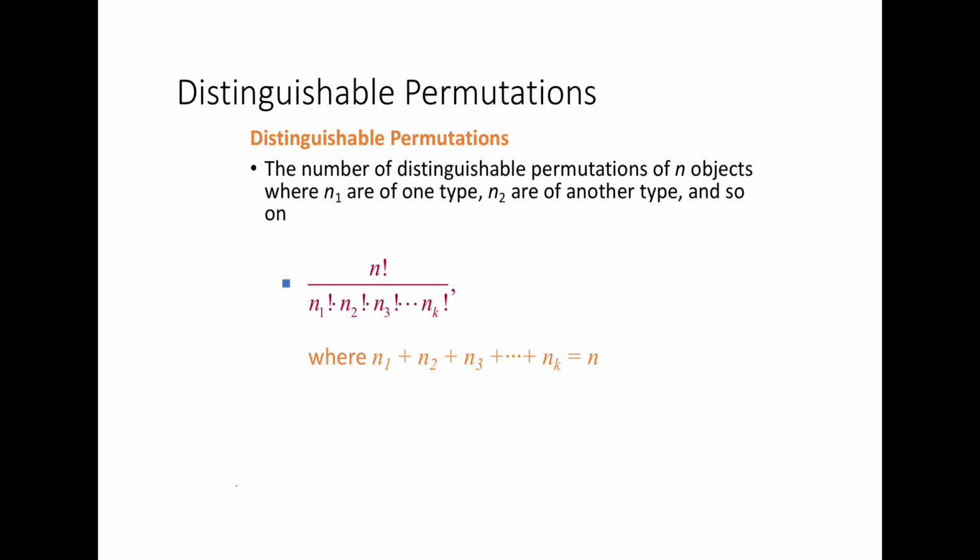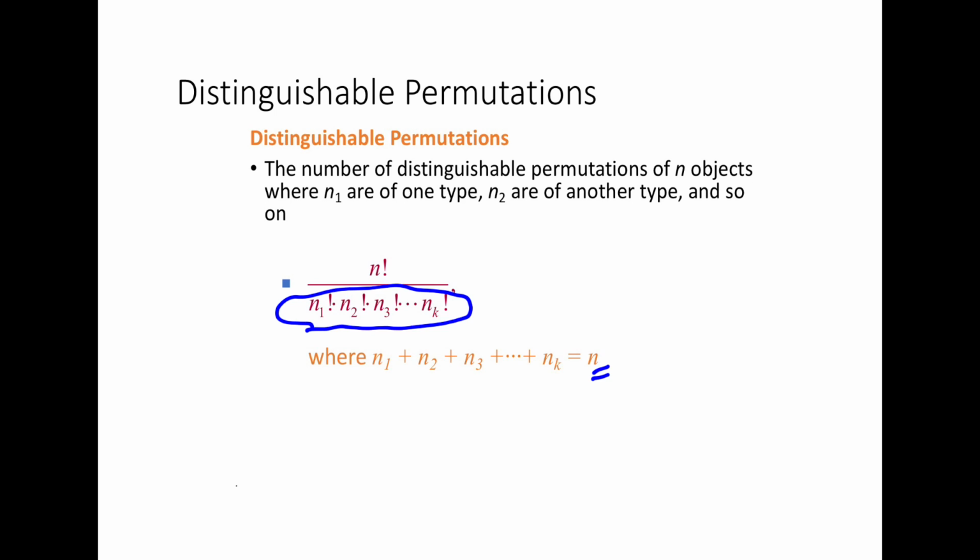Another type of permutation is a distinguishable permutation. A distinguishable permutation is the number of distinguishable permutations of n objects, n being the total number, right? But we have them into types. N1 is one type, N2 is another type, so on and so forth. And so however many types we have, we put those in the bottom, and we take their factorial each. And then the total is just the total number of objects that we have.